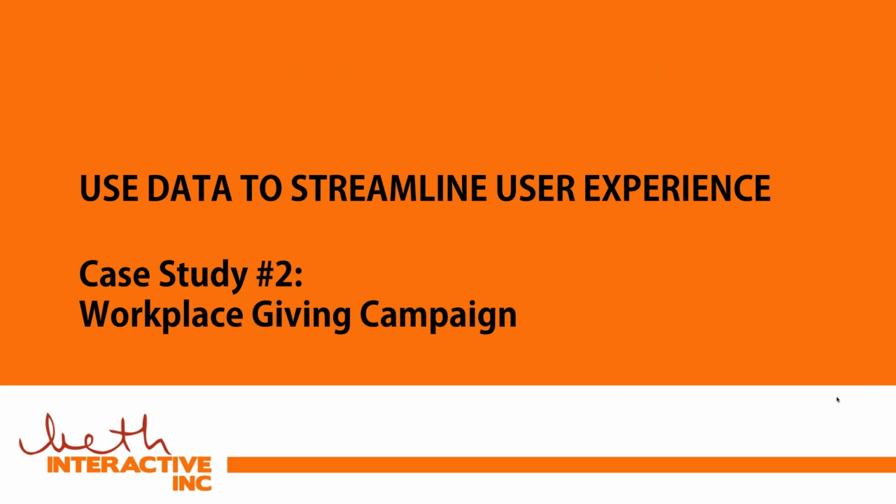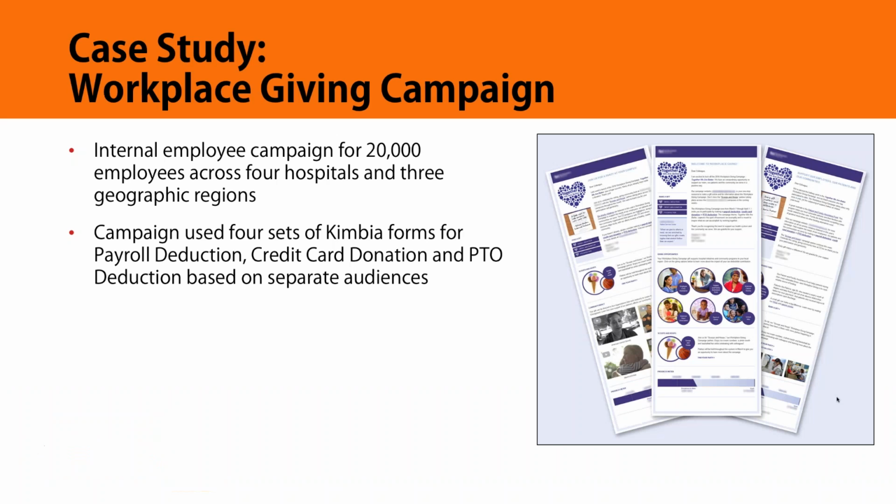So, wrapping up all those email best practices and thinking about our second case study, we've already seen how to track the conversions as a result of Kimbia and our Google Analytics code, but how can we use data to streamline the user experience? We're going to focus on an internal employee campaign for our client called the Workplace Giving Campaign. The Workplace Giving Campaign reached out to 20,000 employees across 4 hospitals and 3 geographic regions.